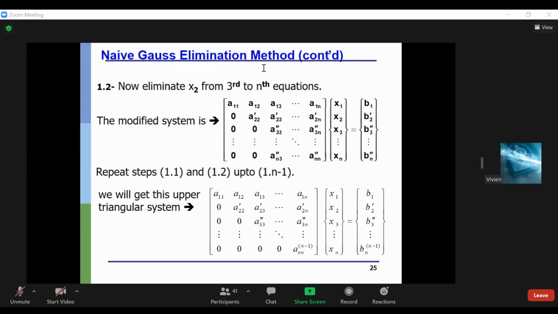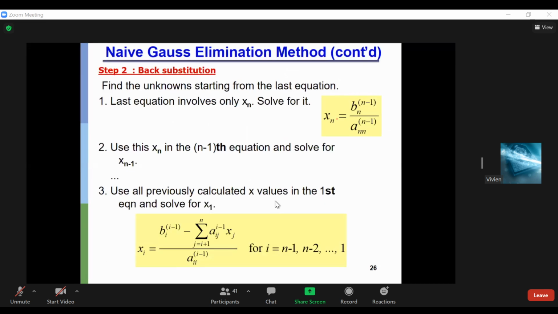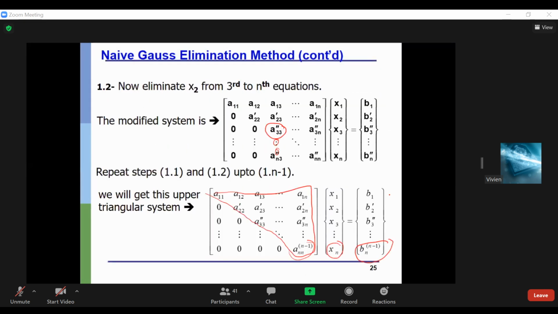Now, once we have finished with this one, we continue to the third column, and we choose this one as the pivot element, and we want to make 0 below the pivot element here, and so on, until we have all of it. At the last row, we have only ann multiplied by xn, which will be equal to bn. Once we have that, we can easily solve for xn. So basically xn is only bn divided by ann.